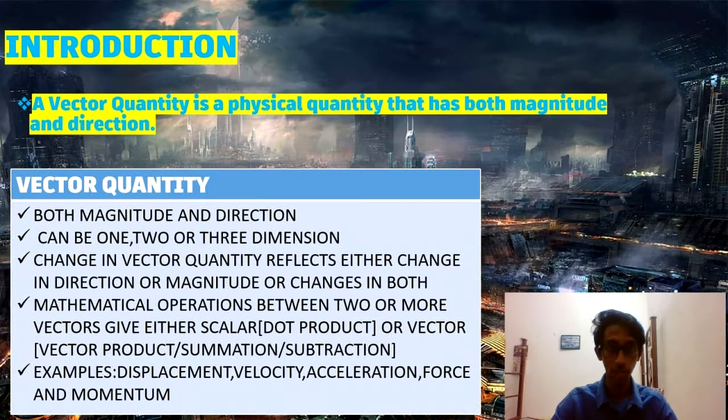For example, I'll give you an example that is very easy for us to remember: what the SI units for vectors are, and what the physical quantities used by vectors are. Displacement, velocity, acceleration, force and momentum. These are the physical quantities that are used for vector quantities. So that's it for my introduction.